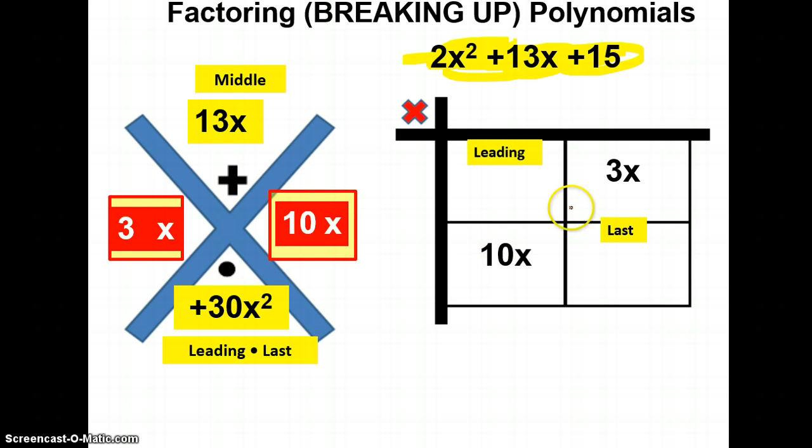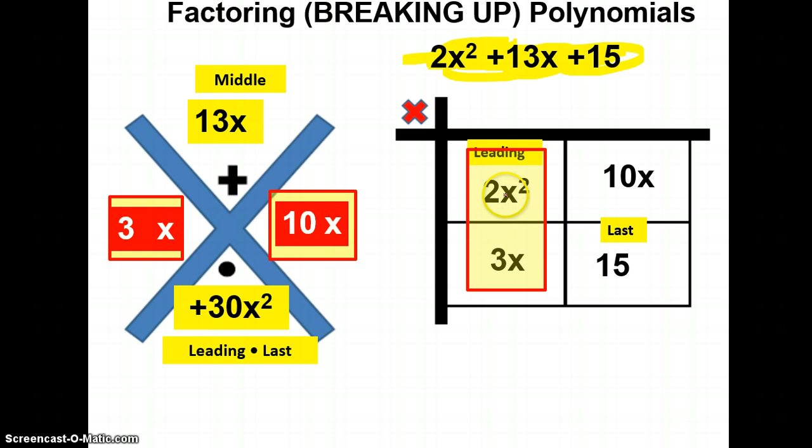Again, it doesn't matter where I place these at all. 3x or 10x here, or if I put the 3x here and the 10x there. My leading term is 2x squared. My last term is 15. Okay. I'm going to still ask myself the same question. What variable do these two have in common? An x. Not just that, but a 1x. 1 times 2 will get me 2. 1 times 3 will get me 3.